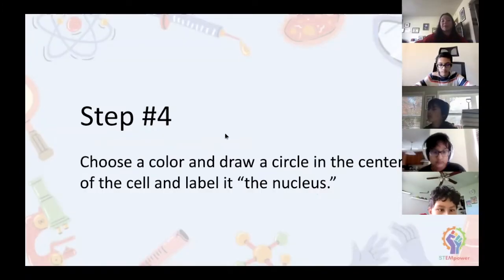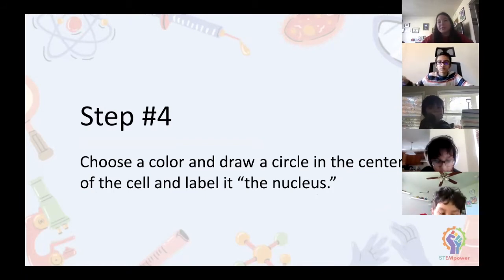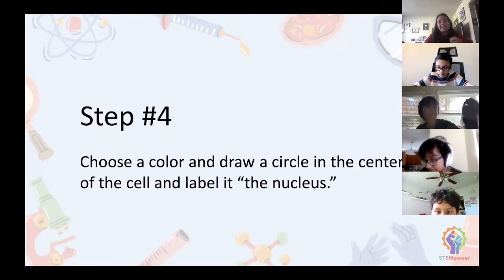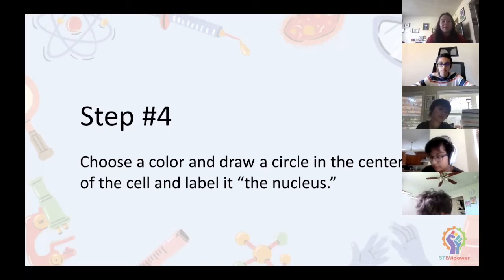So step number 4, we're going to choose a color, and we're going to draw a circle in the center, and we're going to label it the nucleus. Now, I'll just tell you. In the center, the nucleus has all of our genetic information. So if it wasn't in the center of the cell, it wouldn't be as well protected, right? If it's right next to the cell membrane, then anything that comes in, the first thing that it hits is the most important thing, the thing with all the genetic information, right? So the center of the cell is kind of a good place to have the nucleus.